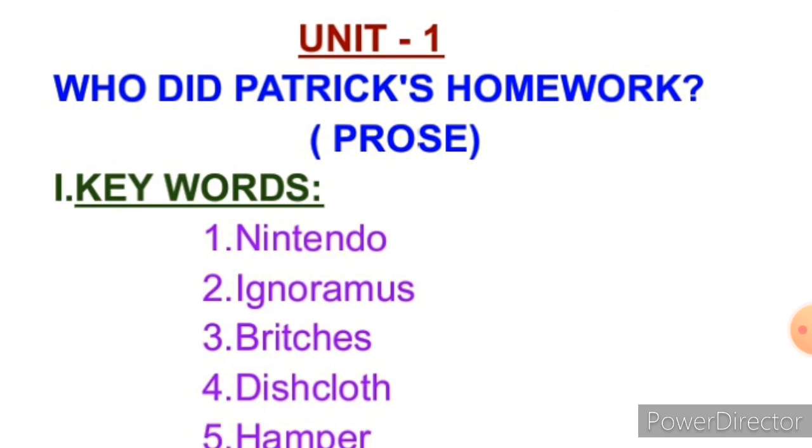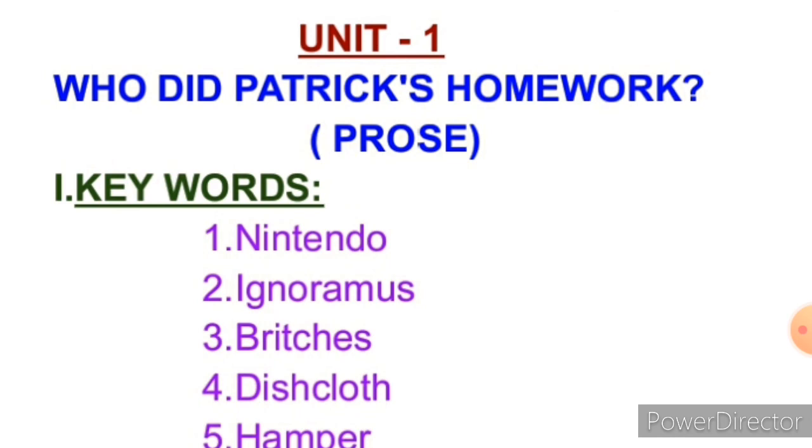In the center, mention Unit 1, the title, Who Did Patrick's Homework. It is a prose. Mention in the bracket, prose. Then write the number 1, Keywords. Learn all the 10 keywords thoroughly, and then take them down in your notebook. After completing the keywords, leave one line. Then write the Roman numeral 2, Frame Sentences. After writing the title, you have to take down the sentences which we have written, along with the words.